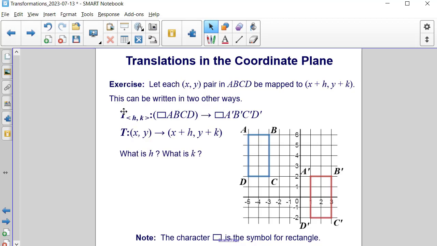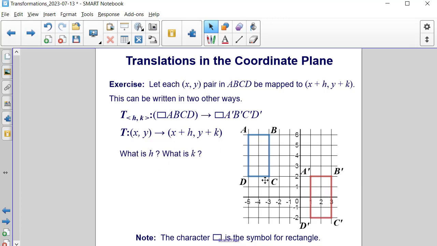You could write it as capital T for translation with the vector h, comma k, and then the colon, and we're doing the translation of rectangle ABCD, and it's mapped to rectangle A prime, B prime, C prime, D prime. You could also write the translation as capital T with a colon, and then the coordinates x, comma y in parentheses goes to, in parentheses again, x plus h, comma y plus k.